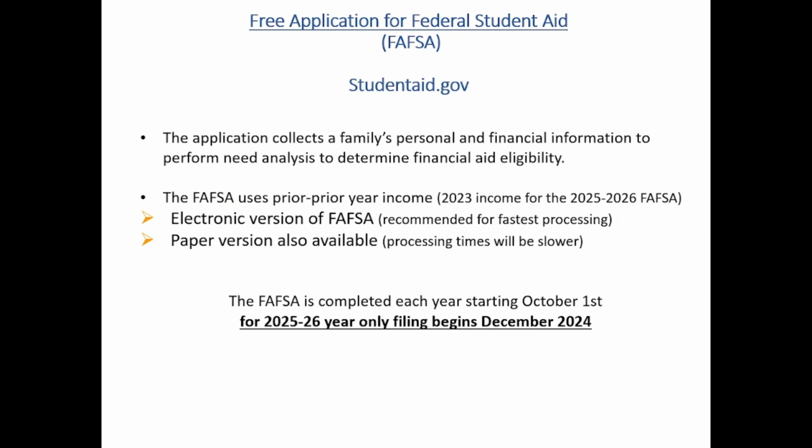The free application for federal student aid is an application that collects a family's personal and financial information to perform a need analysis calculation to determine financial aid eligibility. The FAFSA uses prior year income, so 2023 income will be the income on the FAFSA for 25-26. The electronic version of the FAFSA is recommended for the fastest processing. There is a paper version, but it takes a lot longer to process. So if you're able to do the electronic version, that is just going to be to your benefit.